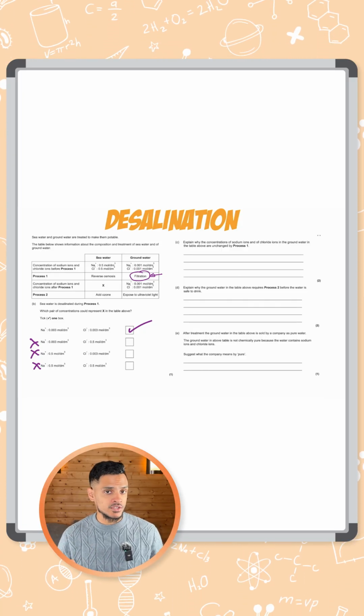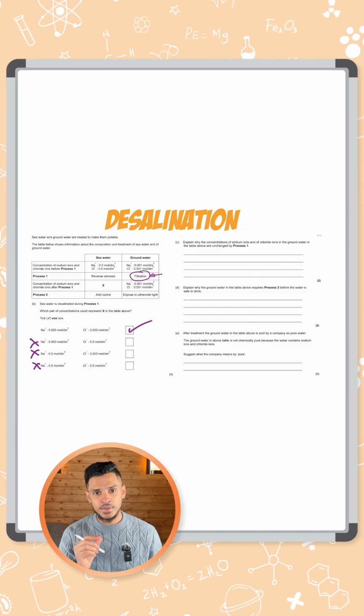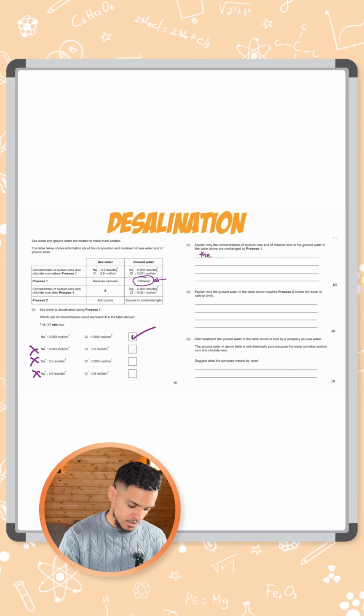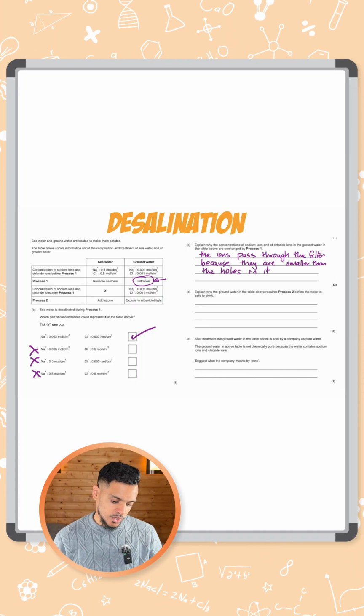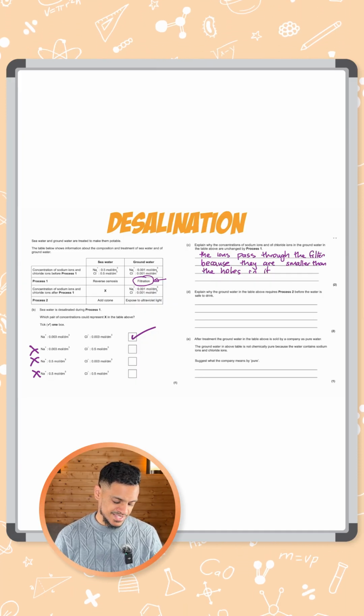So that's because the ions are so small that they can pass through the holes in the filter paper. Same thing with filtration here. So the ions pass through the filter because they are smaller than the holes in it or the pores in it. Next part, explain why the groundwater in the table requires process 2 before the water is safe to drink.